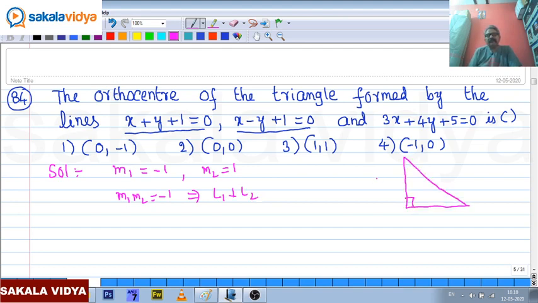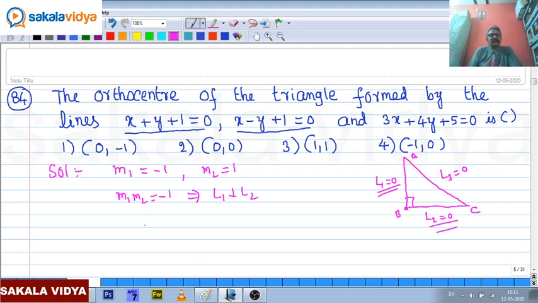So this is the first line, L1 is equal to 0. This is L2 is equal to 0. Obviously, this is L3 is equal to 0. For example, say A, B, C. What is the orthocenter of a right angle triangle? B. B is nothing but the point of intersection of L1 is equal to 0 and L2 is equal to 0.